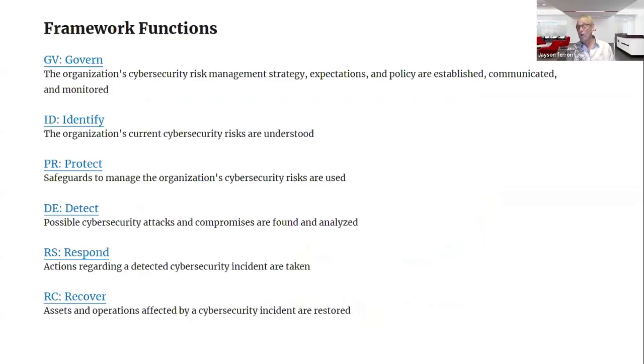So the framework looks at these, and they use some initials. GV for governance. What's the company's cyber strategy? What are the expectations? What are the policies written and communicated and monitored? How do we identify the risks and understand what those risks are? What do we do to protect it? How do we detect it? How do we respond? And then what do we do to recover? And how do we exercise this to make sure it works?